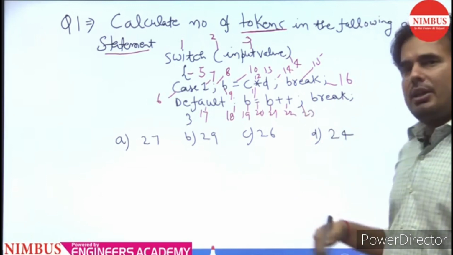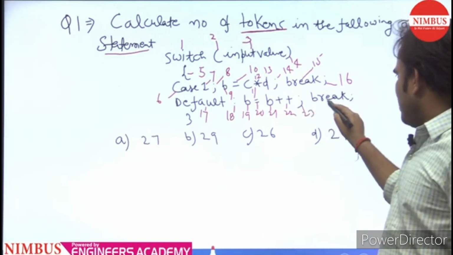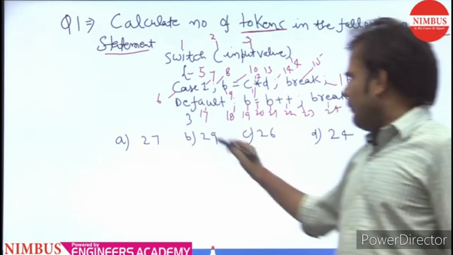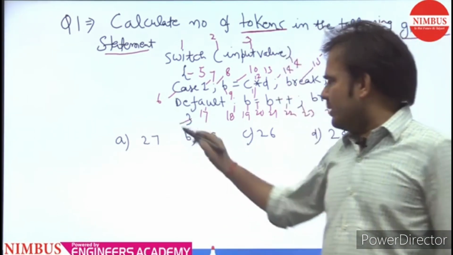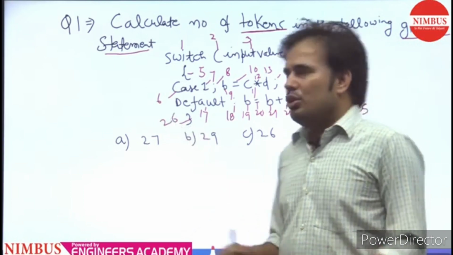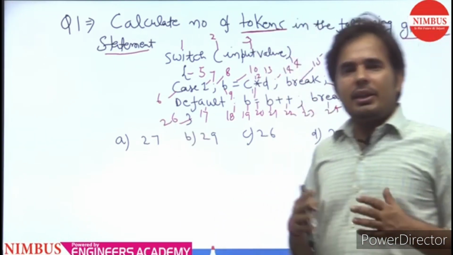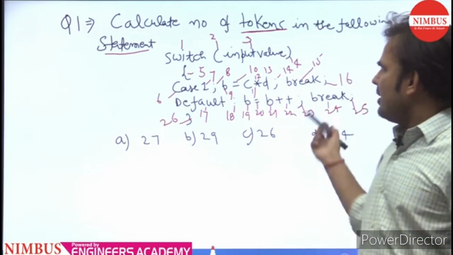Okay, and for break, this is also a keyword, 24, for this one 25, and for this closed curly bracket 26. So how many total tokens are here? How many? Total tokens are 26.